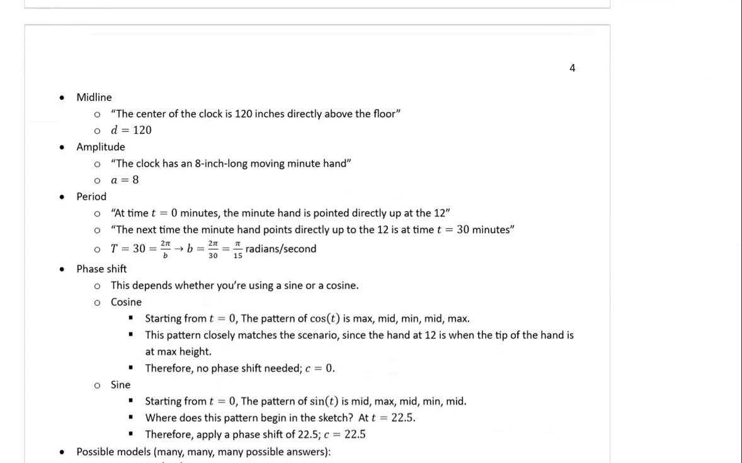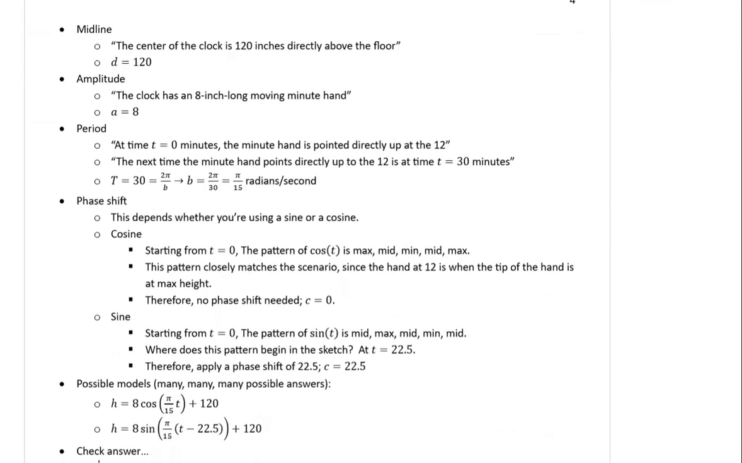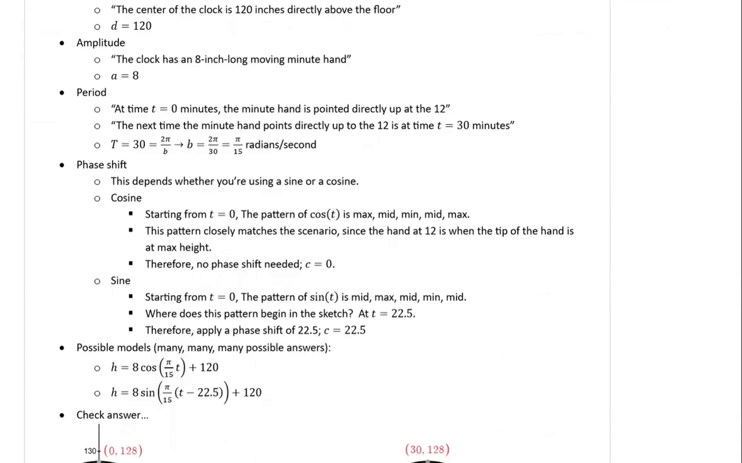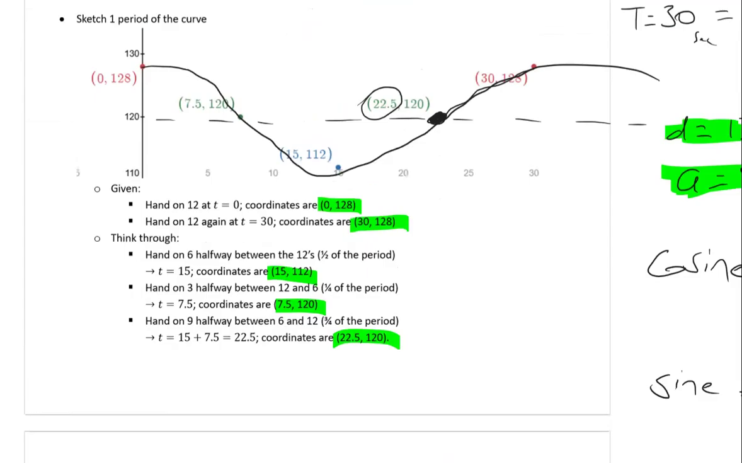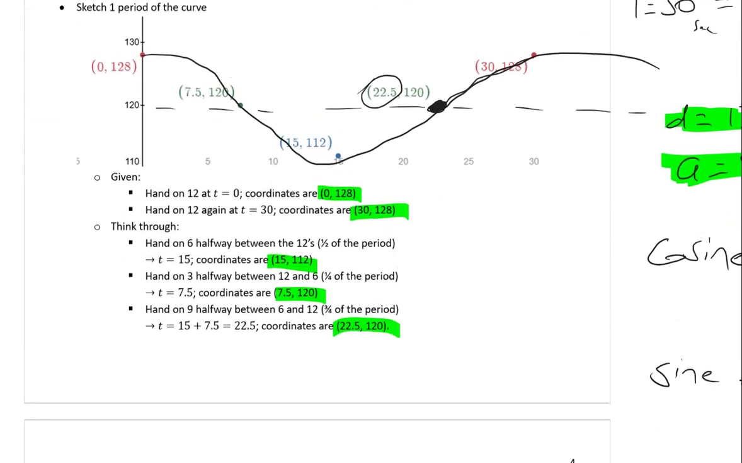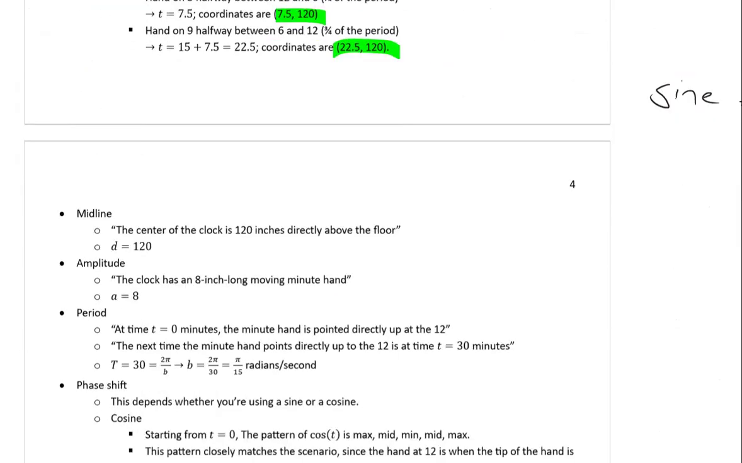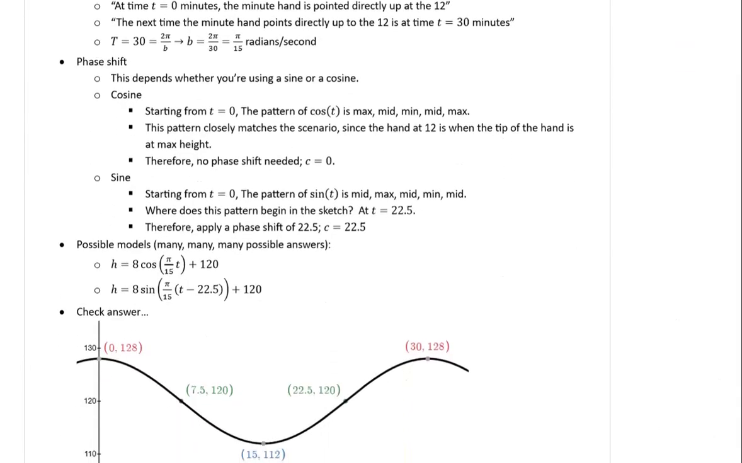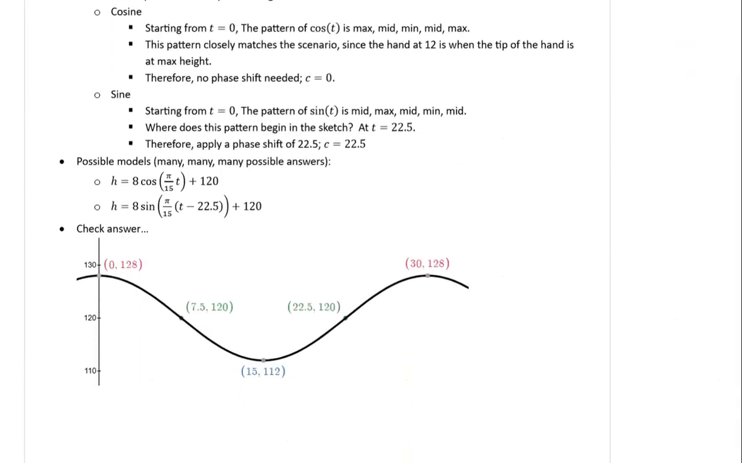So we calculate B as pi over 15. Phase shift, this is where I went over the two cases where cosine starts at the max. This case, it already started at the max at time equals 0, t equals 0. So no phase shift needed, but sine was where I marked this guy over here. We needed to delay it by 22.5. Okay, and these are two possible models.